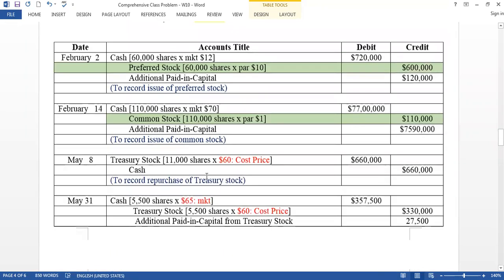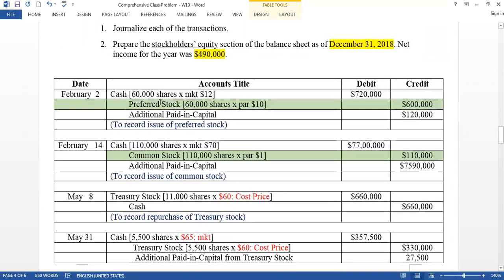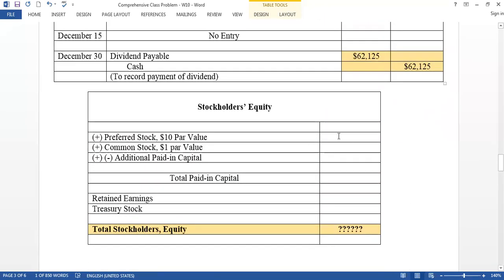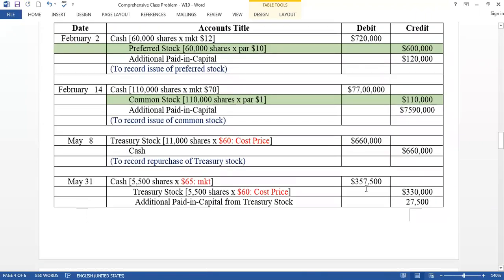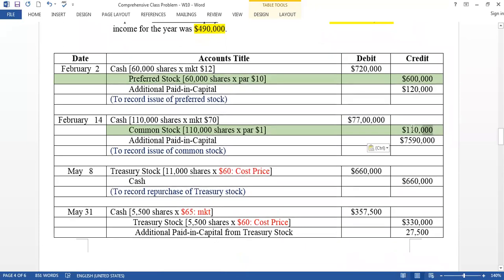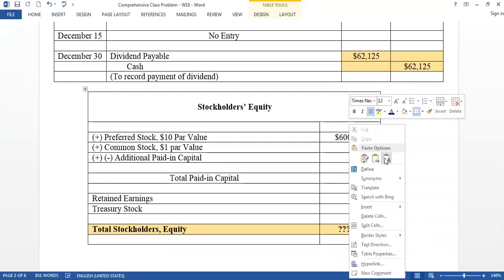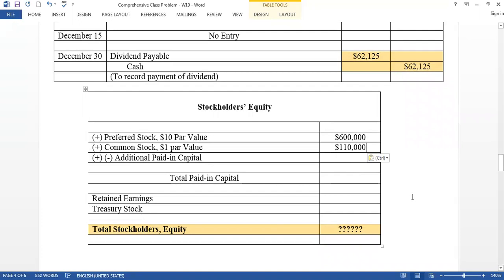Now, according to this question, this is the preferred stock. We are looking for par value. Preferred stock par value is $600,000. We can write this number here. What is the common stock par value? Common stock par value is $1,110,000. So preferred stock par value, common stock par value, right?